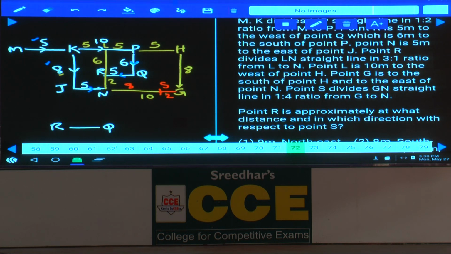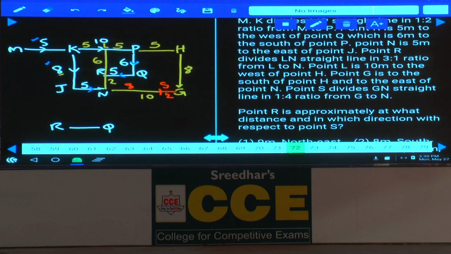And L is 10 meters to the west of H. Now between P and H 5, L and P 5, 5 plus 5, 10. And G is to the south of H and to the east of N.